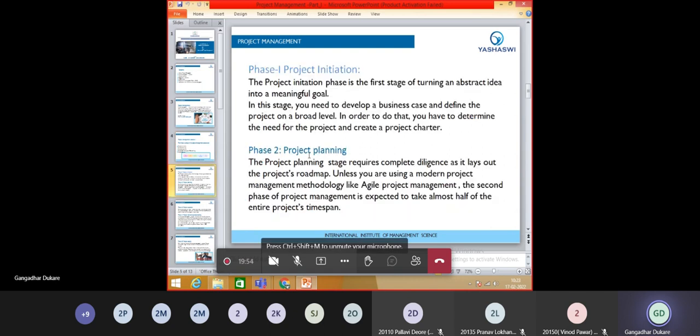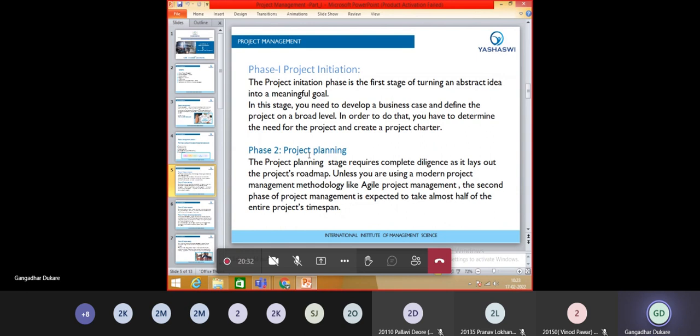The project starting phase is the first stage of turning an abstract idea into a meaningful goal. It is easy to keep in mind that an idea is converted into a meaningful goal. If we have ideas for the generation or development of a project, we have a set of ideas, and we convert them into meaningful goals. A meaningful goal is nothing but the practical application, the practical evaluation.